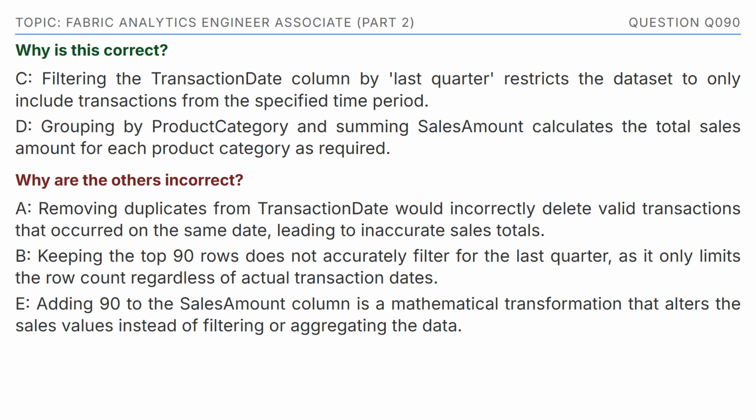Why are the others incorrect? A. Removing duplicates from transaction date would incorrectly delete valid transactions that occurred on the same date, leading to inaccurate sales totals. B. Keeping the top 90 rows does not accurately filter for the last quarter, as it only limits the row count regardless of actual transaction dates. E. Adding 90 to the sales amount column is a mathematical transformation that alters the sales values instead of filtering or aggregating the data.